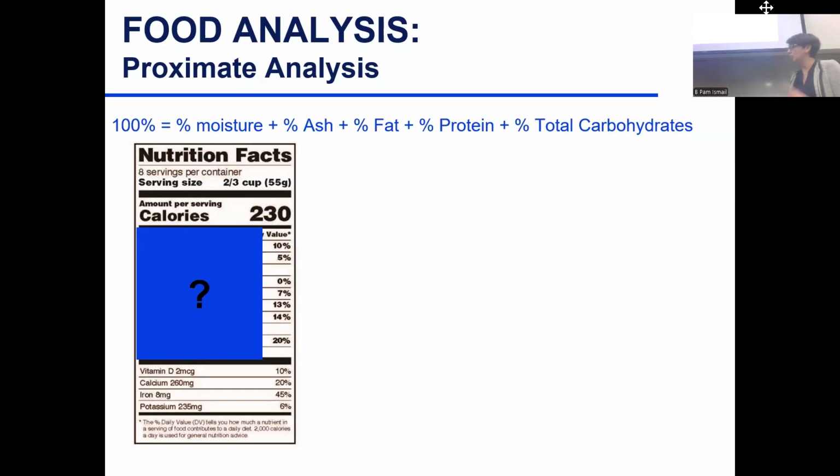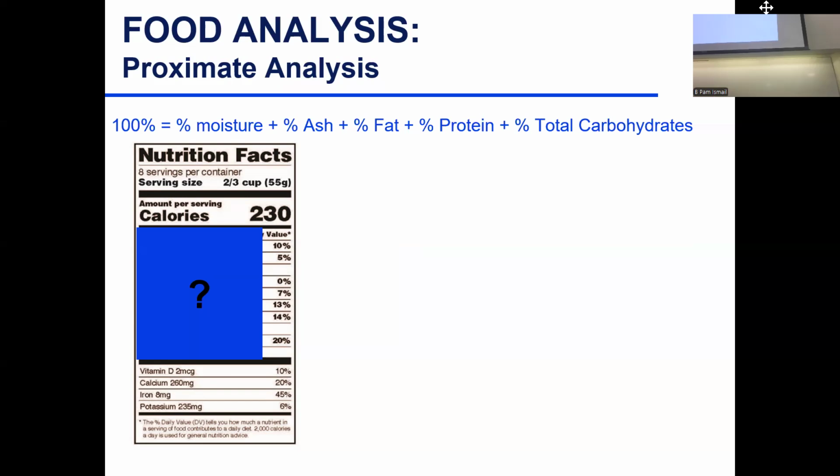So basically, it's called approximation because if you think about it, I always draw a pie. Everything needs to add up to 100%. So each proportion contributes to this pie. You have 5 components, and they all have to add up to 100%. So your components are moisture, ash, fat, protein, plus total carbohydrates.